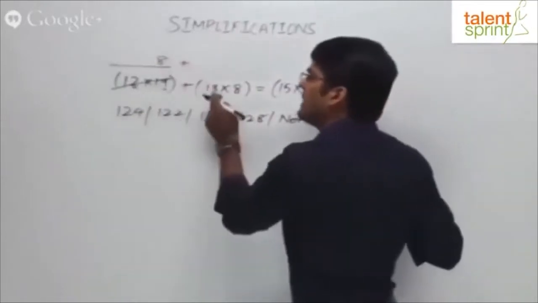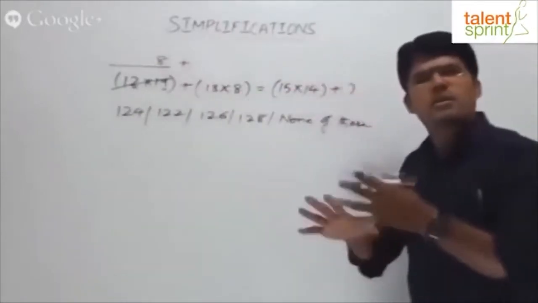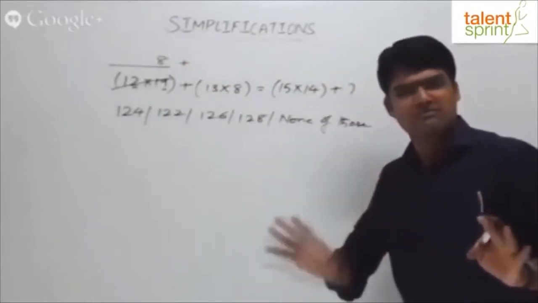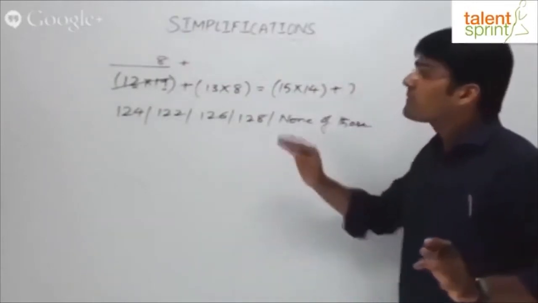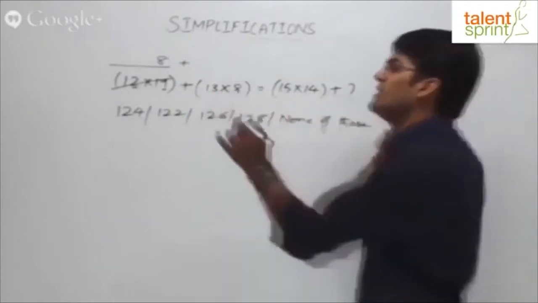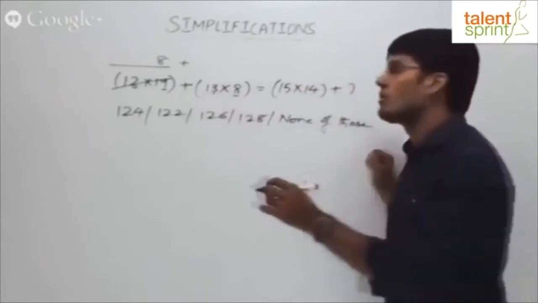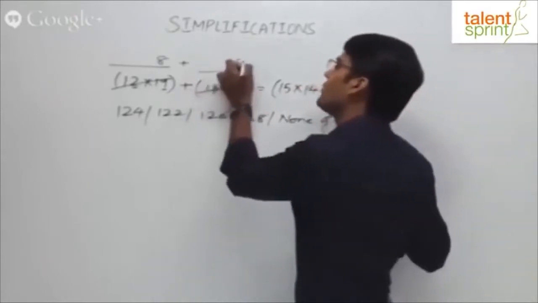Plus 13 into 8. 13 into 8 will be some value. 130 minus 26, 104, whatever it might be, right? But then don't worry about that. 3 into 8. Unit space here is 3, unit space here is 8. 3 into 8, 24. Answer ends in 4. So I can say that this number is going to end in 4.